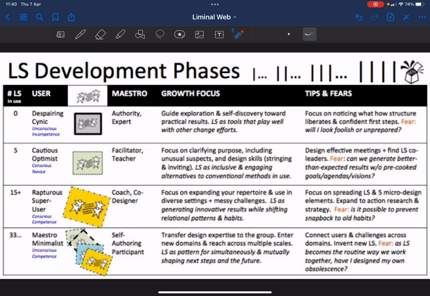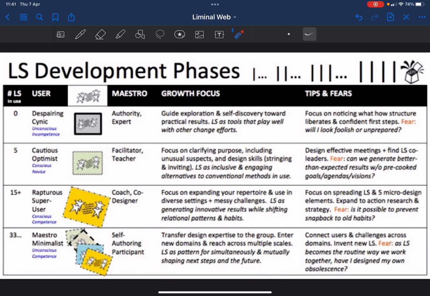And then the last stage, as a maestro minimalist, when you're familiar with the whole toolkit, the goal then is to move into that stage of creative destruction whenever you can by transferring design expertise to the group, entering new domains, reaching across different scales and patterns, and try to enable people to not only shape the next steps in future, but learn how to shape the next steps in future.